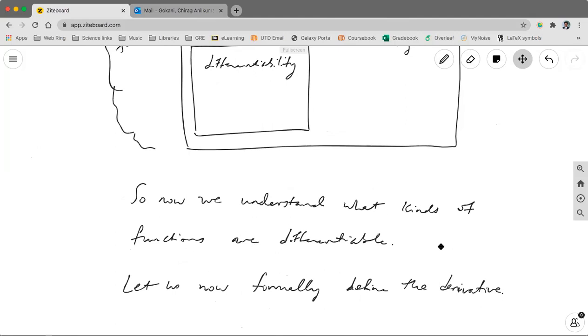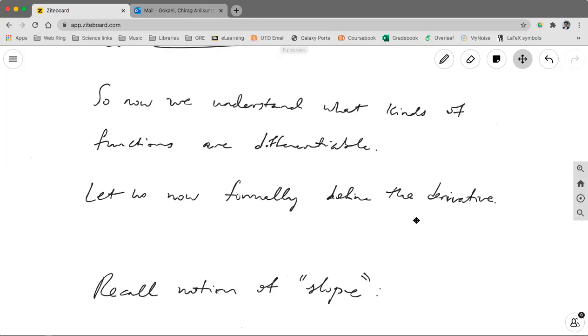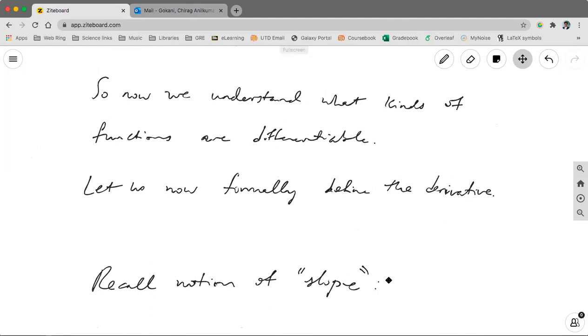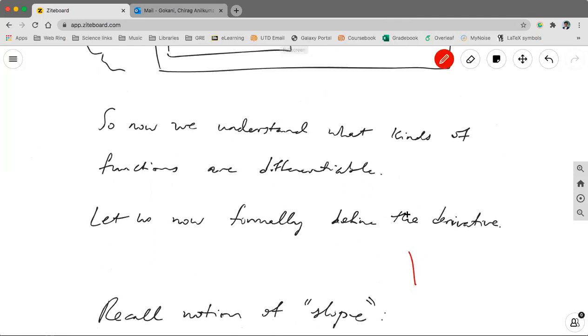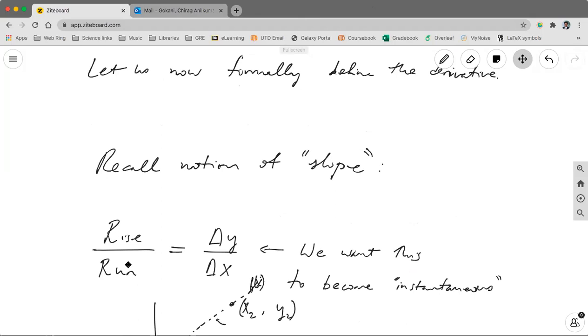So now we understand what kinds of functions are differentiable and what kinds of functions are not. And so now we can formally define the derivative, okay? And to do that, I'm going to appeal to the notion of slope. Can someone tell me their middle school definition of slope? The change in y, the change in... Yes, great. And sorry, I'm having issues with my screen. It's the change in y over the change in x. And you could think of this as rise over run, right? And this is exactly what you said.